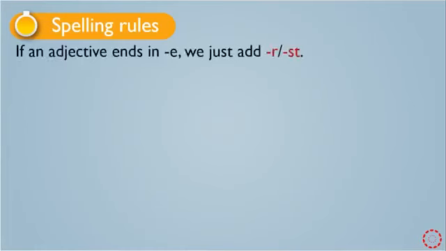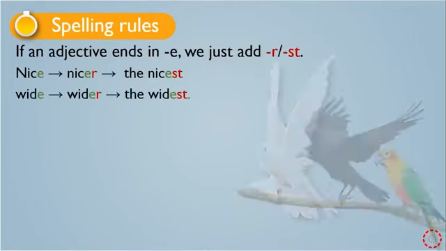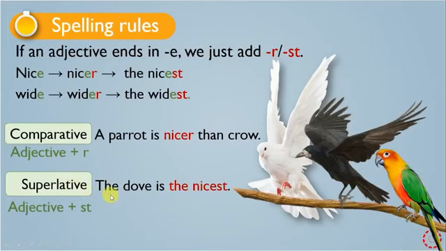When we add er or est to the adjectives, we have some spelling rules that we have to care about. One of them is that if an adjective ends in e, we just add r or st. Like this example, nice ends in e, we just add r. Nice became nicer, and the nicest is the superlative form. Wide is the same, wider, and the widest. We have examples in sentences. For the comparative, a parrot is nicer than a crow, nicer. And for the superlative, we say the dove is the nicest, the nicest.